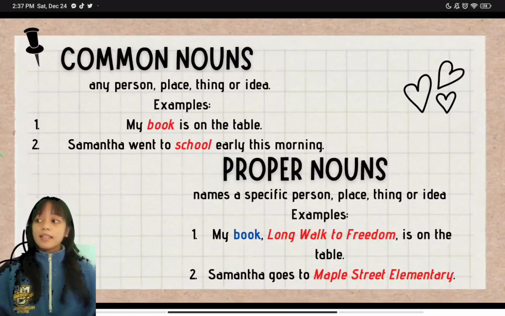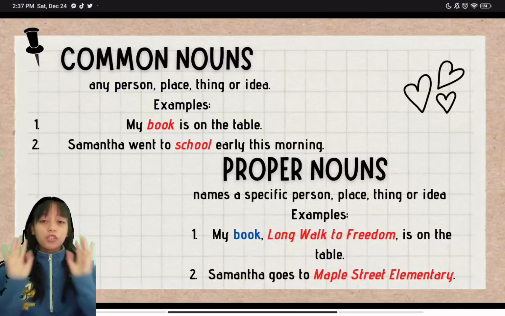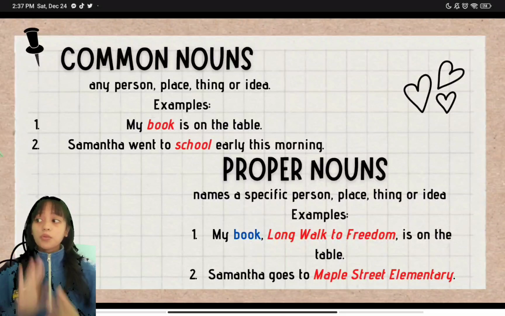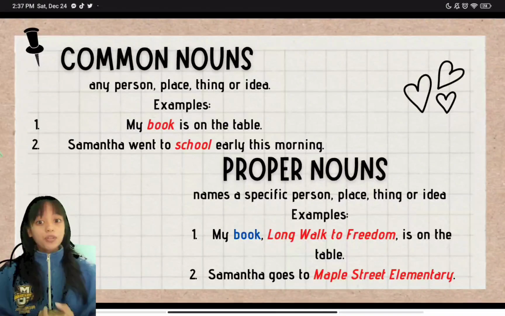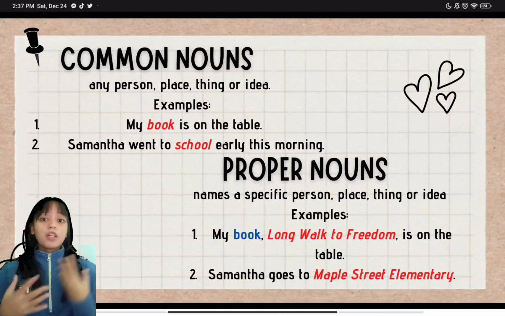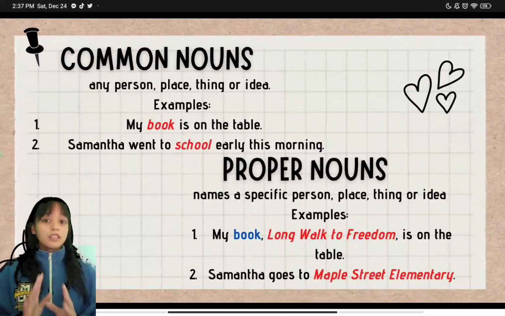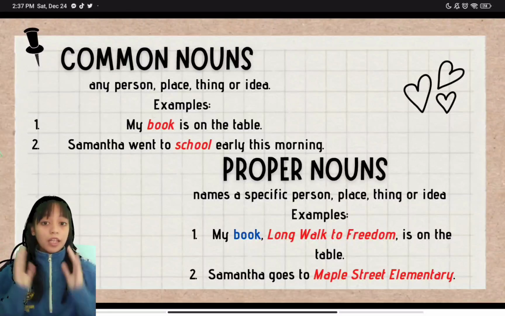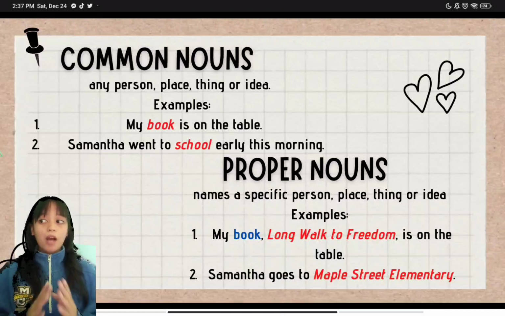It's not any type of book, it's just a book. Any book. Another example is: Samantha went to school early this morning. The common noun there is school because it does not specify anything. It's just a school. It's generalized, okay? So where did Samantha go early this morning? In the school. You might be confused why Samantha is not the noun there. Samantha is a noun, but it is not a common noun. Remember, we are still in the common noun. So the common noun here is the school because it's not specific, it's generalized.